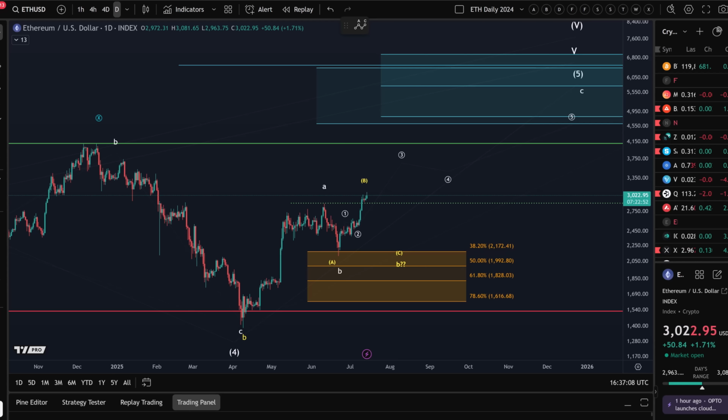So looking at the bigger picture here, you might know it from previous updates. The idea is that the B wave has bottomed here on the 22nd of June, and that we're now moving higher here in the C wave, and that can take us to like $4,500 to $5,000 or so.